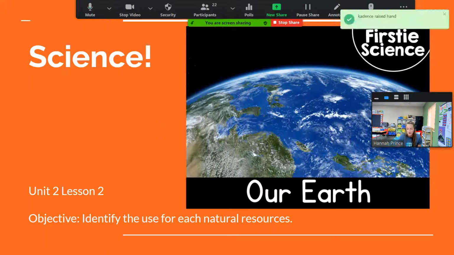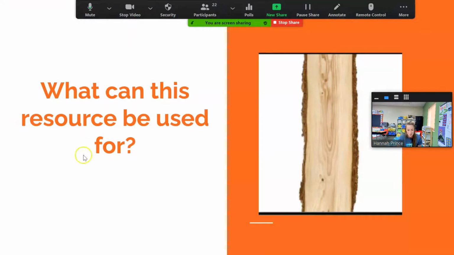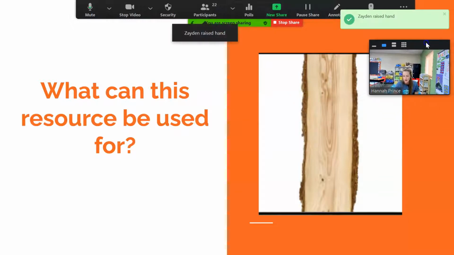Okay, boys and girls, I'm going to show you a picture. And it says, what can this resource be used for? I want you to look at the picture, and if you know what this could be used for, will you raise your hand, and Miss Cheatham will call on somebody. Zayden, what can this resource be used for?